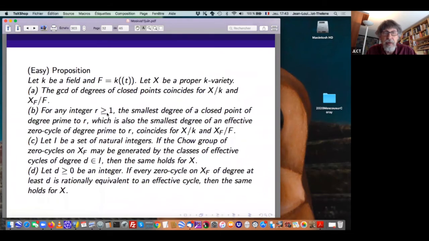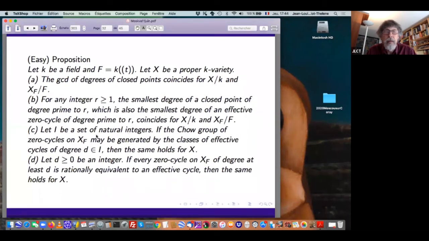Second one of the same style. You take an integer r. The smallest degree of a closed point of degree prime to r, which is the kind of thing we're after (this was 3 for cubic surfaces), which is also the smallest degree of an effective zero cycle of degree prime to r, coincides for X over K and for X_F over F.